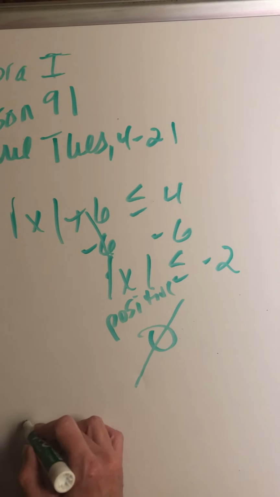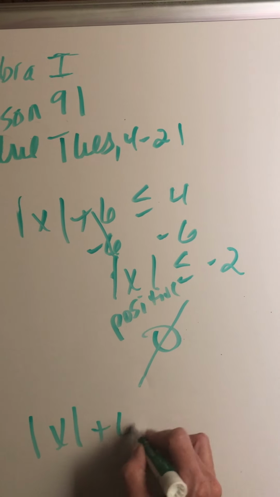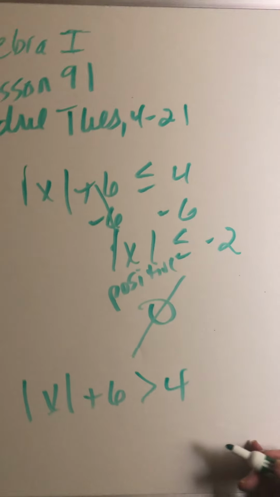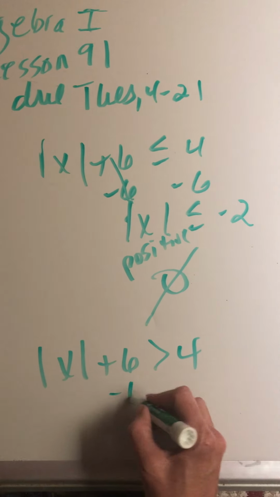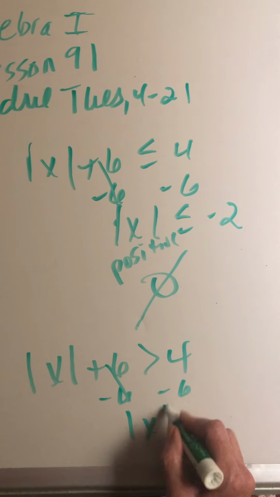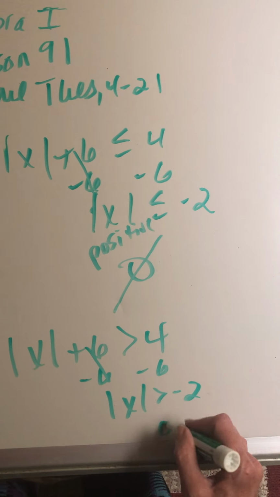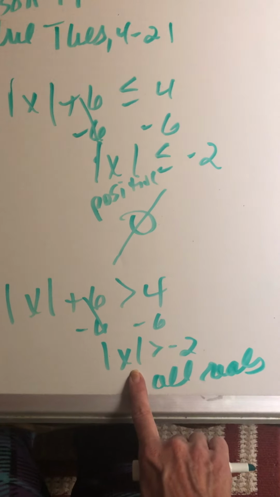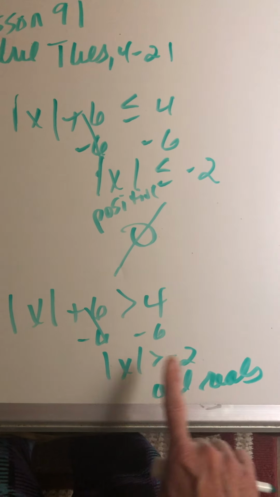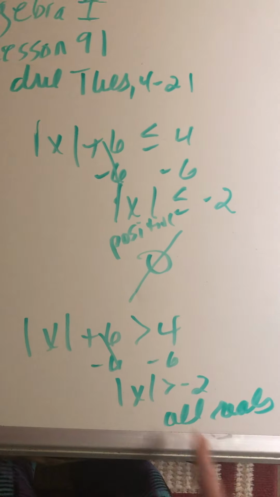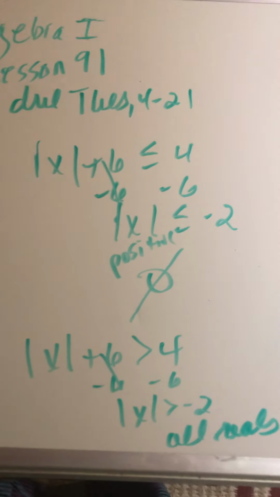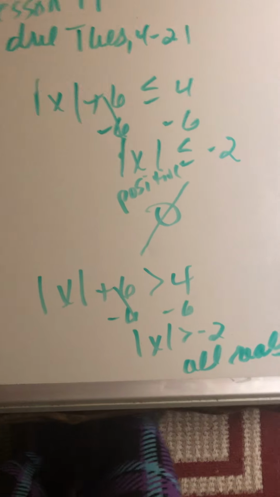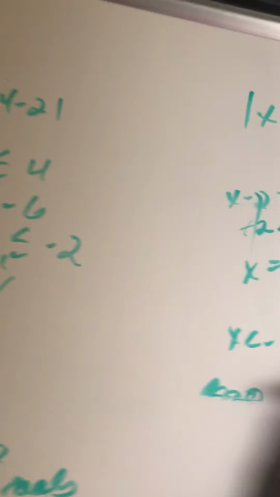Then the other way is if we just switch the inequality. If I subtract 6 here and I get absolute value of x greater than negative 2, this is all reals. That's all real numbers because absolute value is positive and positive is always greater than a negative. So these are your two special cases that you need to watch out for. You might get a no solution, you might get an all real. So watch out for those special cases. You'll see them on the practice.